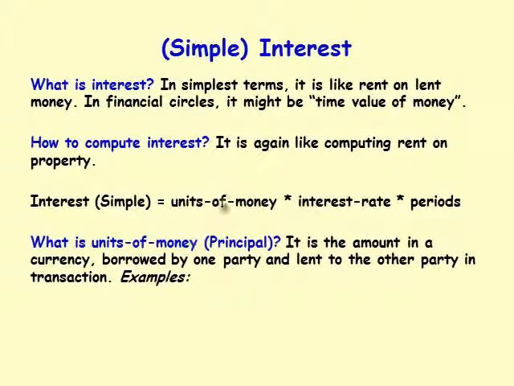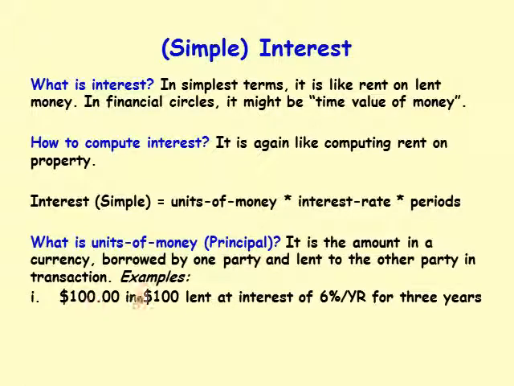What's units of money in this question? We sometimes call it principal value. Principal, or principal value, is the amount in a currency borrowed by one party and lent to the other party in a transaction. And we'll have some examples here. So if $100 is lent at an interest of 6% per year for 3 years, here all three terms are stated.